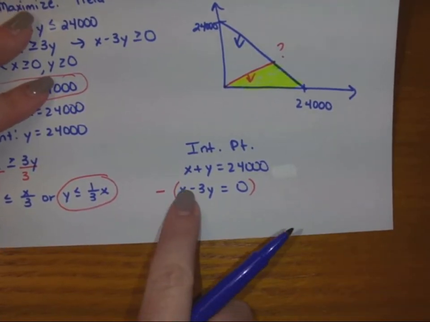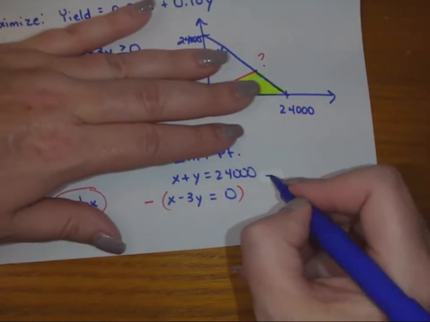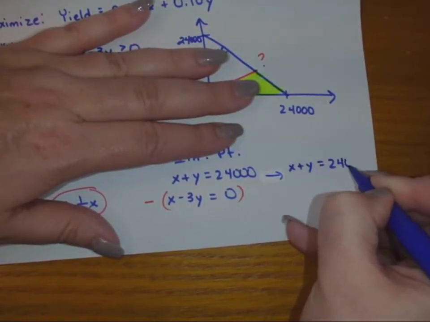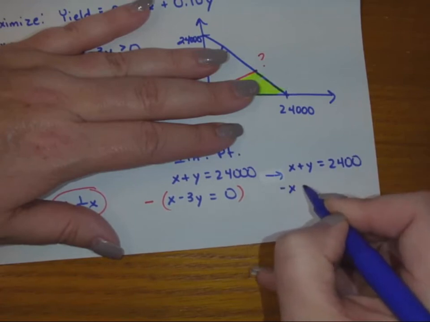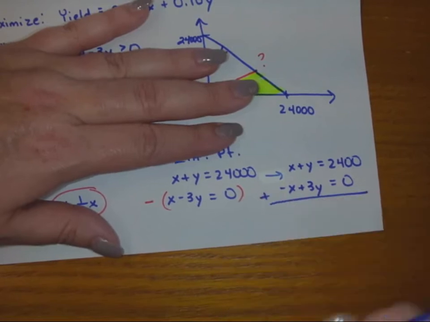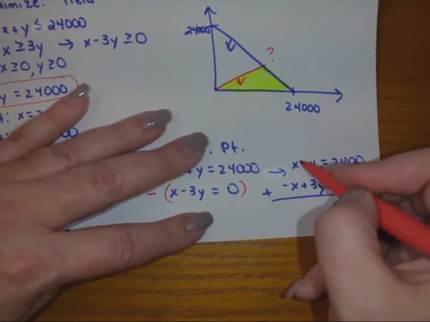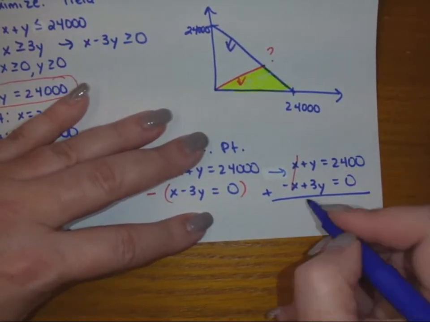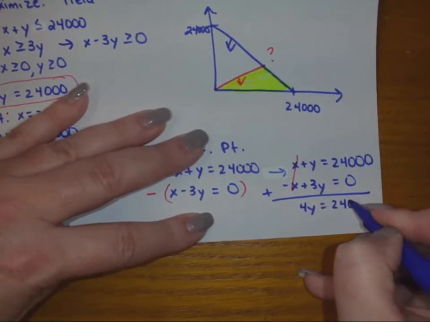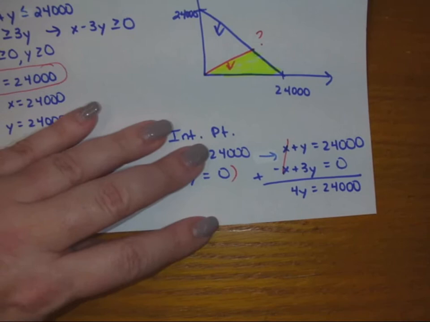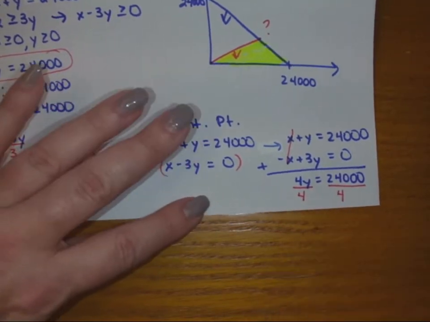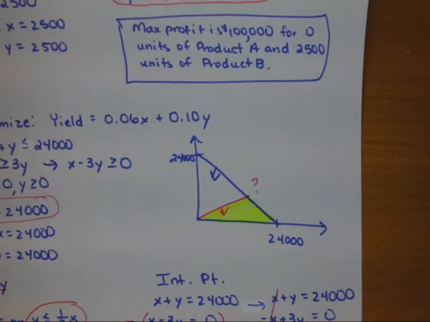So if I make this a negative, then this is going to cancel with this. So this is going to give me x plus y equals 24,000. This is going to give me negative x plus 3y equals 0. So if I combine those together, this will go away, right? And I'll end up getting 4y equals 24,000. I don't know why I keep trying to not put the zeros. So we end up getting, after we divide by 4, that y is 6,000.